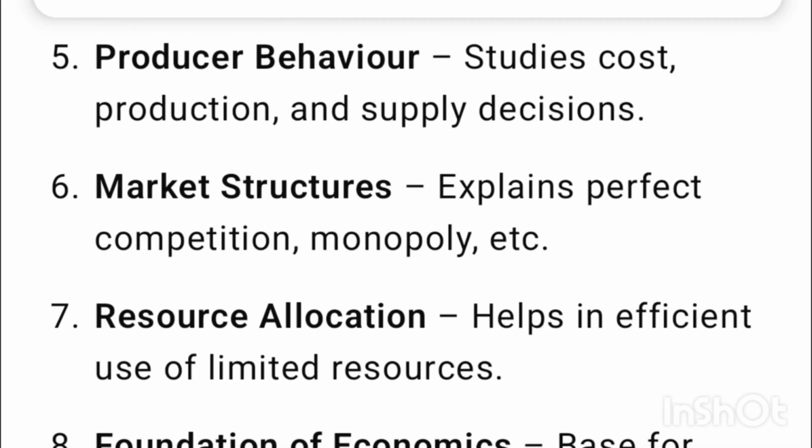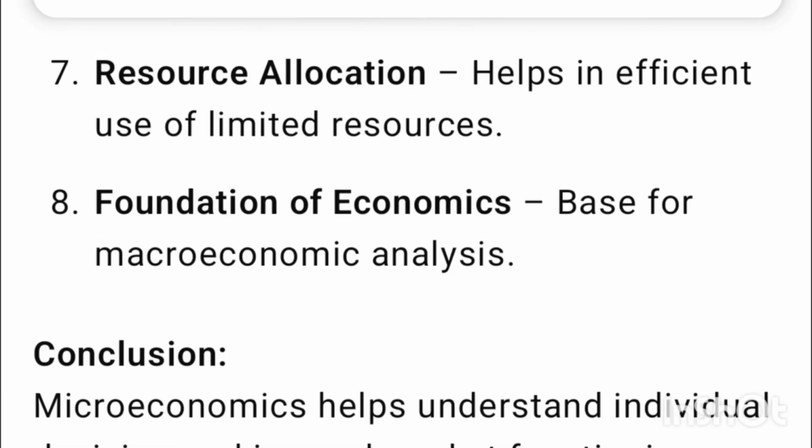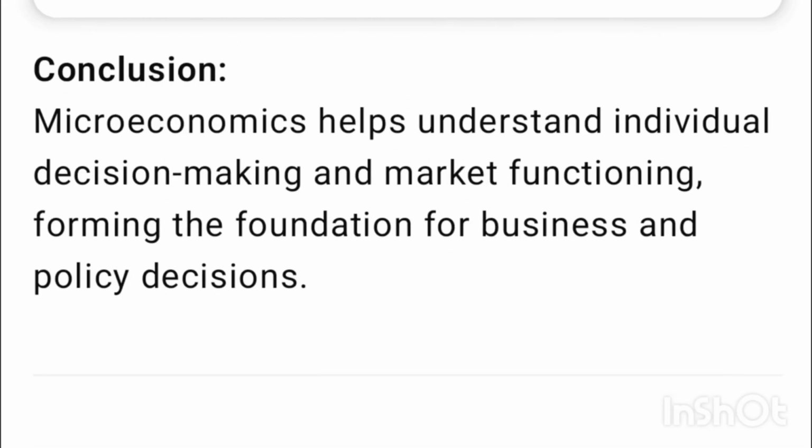5. Producer behavior. Studies cost, production, and supply decisions. 6. Market structures. Explains perfect competition, monopoly, etc. 7. Resource allocation. Helps in efficient use of limited resources. 8. Foundation of economics. Base for macroeconomic analysis. Conclusion. Microeconomics helps understand individual decision-making and market functioning, forming the foundation for business and policy decisions.